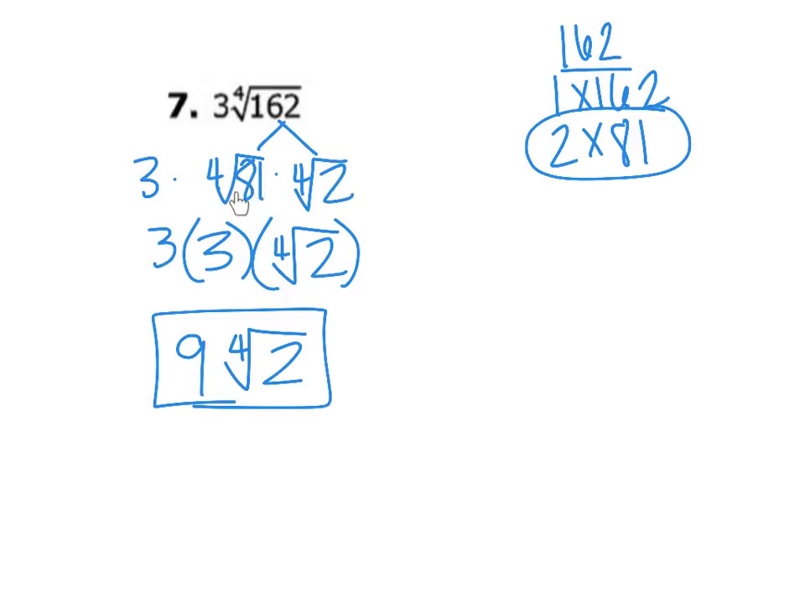Because whatever's inside the house, our radicand times our radicand is equal to whatever our original radicand is. Okay, so then bring down the 3. 4th root of 81 gives us 3. Bring down the 4th root of 2. So 3 times 3 gives us 9 times the 4th root of 2. This is our simplified radical and our final answer.